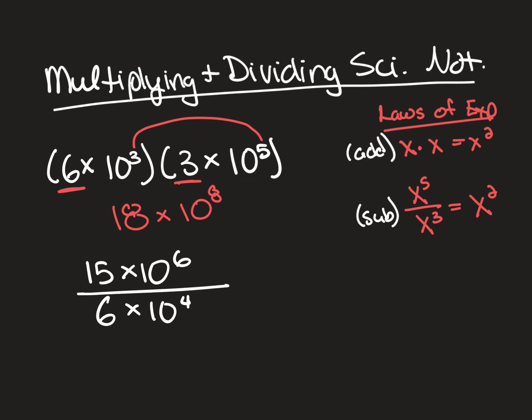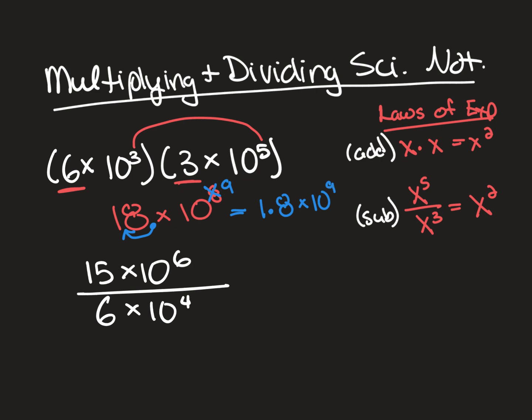We can't say we're finished though unless our final answer is in the proper format, which I can see I have more than one digit technically in front of my decimal. So I do want to go ahead and make this number a little bit smaller by moving the decimal one time, which means my exponent is going to get a little bit bigger. So my final answer here would be 1.8 times 10 to the 9th power.